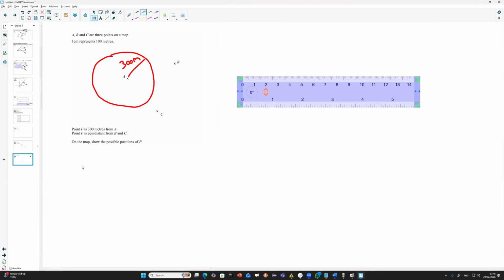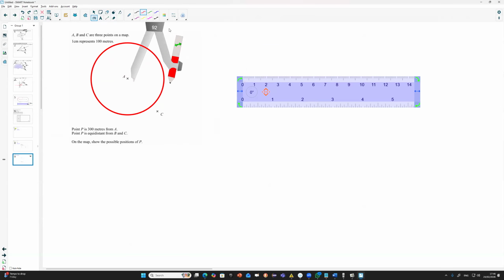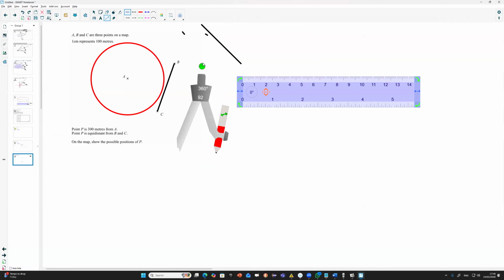Brilliant. So then to actually do the drawing, I need my compass open to 3 centimeters. I can get it there. And then we put that onto A, draw the circle. Then we want the perpendicular bisector of BC. So if I join up B and C, and then if I can actually move this protractor, now the protractor's stuck. There we go.